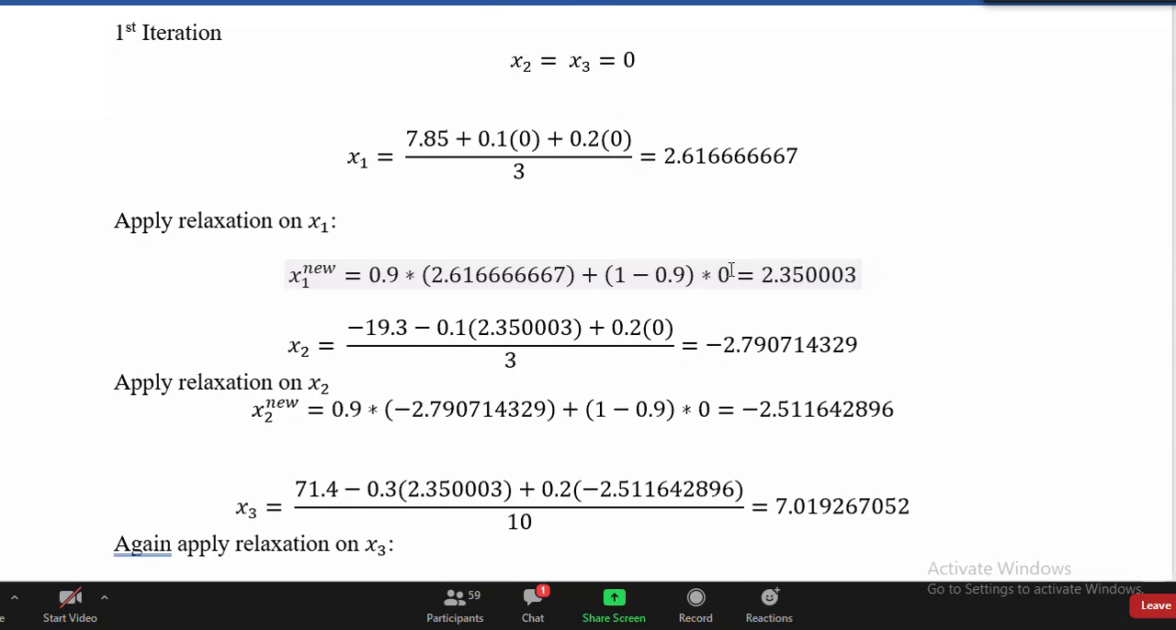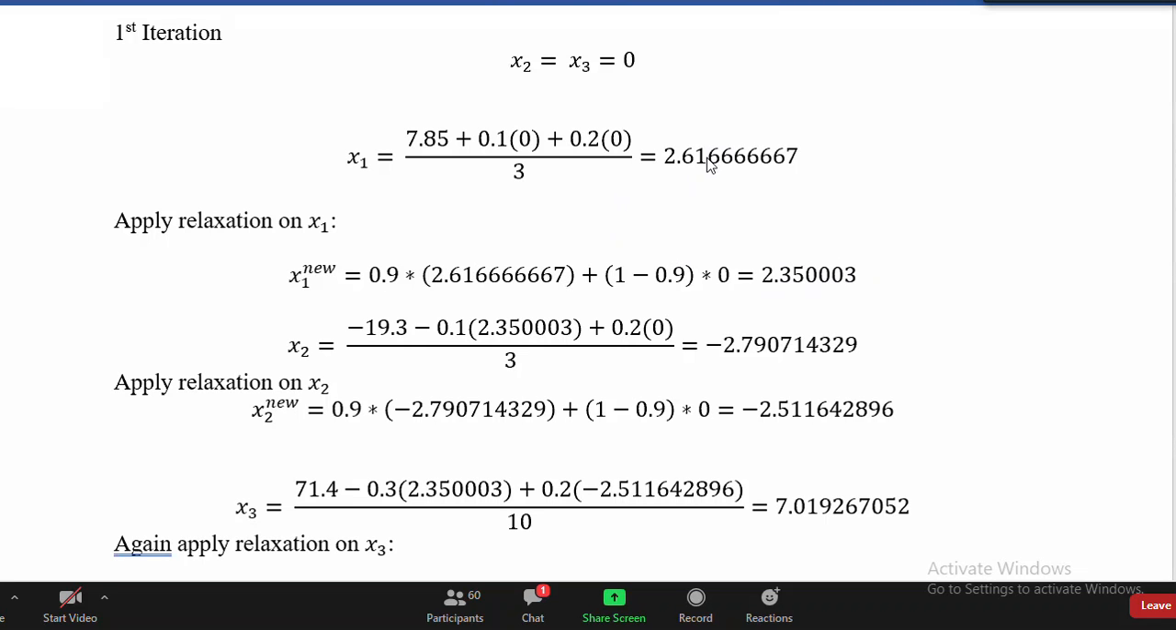Previous x1 is 0. And when we simplify this, we have 2.35. You see, that is the one we are substituting to calculate x. So we didn't substitute 2.616666. No, we substitute 2.350003. That is the one we substitute. This is the one that we relaxed.